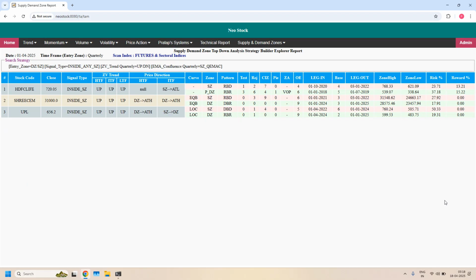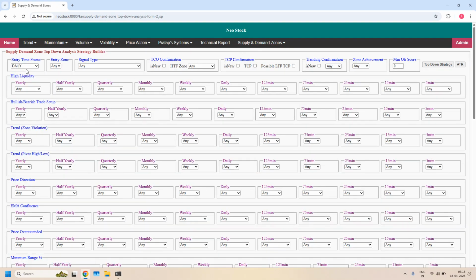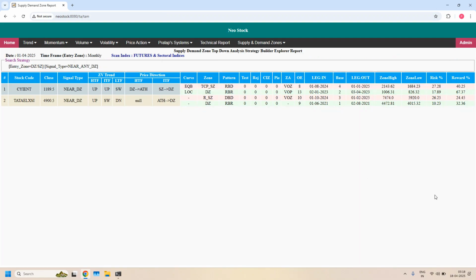Next, we will look into monthly time frame. Stocks near monthly demand zone. We got 2 stocks.